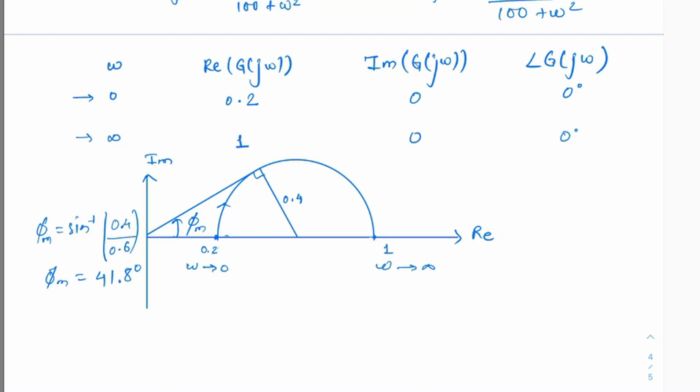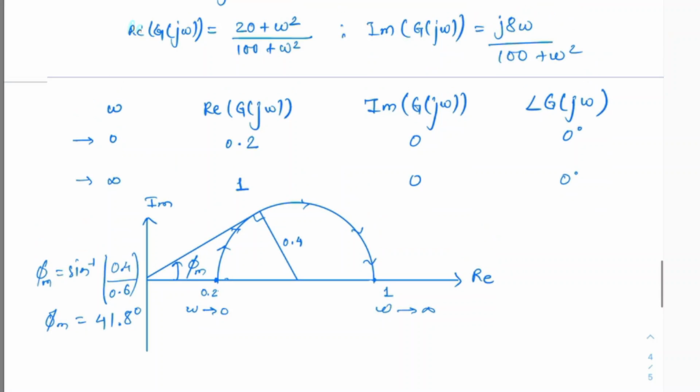So this is how the Nyquist plot would look for the given transfer function.